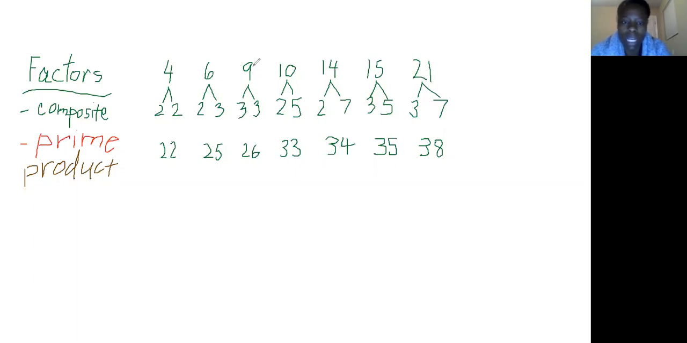Okay, so we left off at 9. 3 times 3 is 9. 2 times 5 is 10. 2 times 7 is 14. 3 times 5 is 15. 3 times 7 is 21. Now, I'm not going to say times too much because we're not really talking about multiplication so much as we are talking about factors. So I want you to learn these factors because they do not change. And there's only 2 of them for these type of numbers. Okay? So let's talk about the factors of 22.